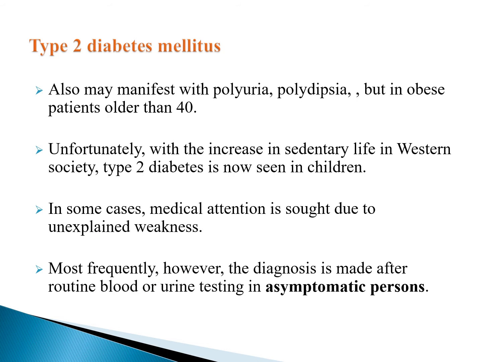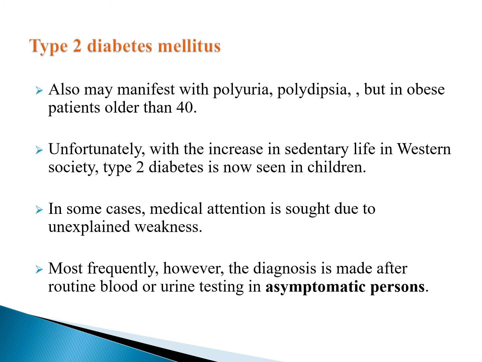Type 2 diabetes may manifest with polyuria, which is increased frequency of urination. Polydipsia, meaning the patient increases the frequency of drinking water, and sometimes associated with polyphagia, which is increase in the eating habits, increased eating, accompanied by weight loss. So polyphagia, polydipsia and polyuria are the characteristic triad for diabetes, even type 1 and type 2 diabetes. In obese patients older than 40 years of age, this is the typical age group for type 2 diabetes.